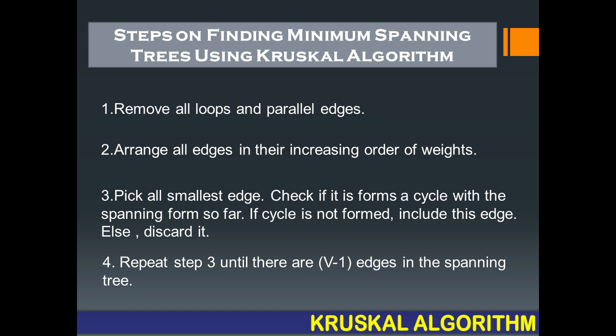So here are the steps on finding minimum spanning trees using Kruskal algorithm. First, remove all loops and parallel edges. Second, arrange all edges in the increasing order of weights. Third, pick the smallest edge. Check if it forms a cycle with the spanning tree formed so far. If a cycle is not formed, include this edge, else discard it. Fourth, repeat step 3 until there are V-1 edges in the spanning tree.